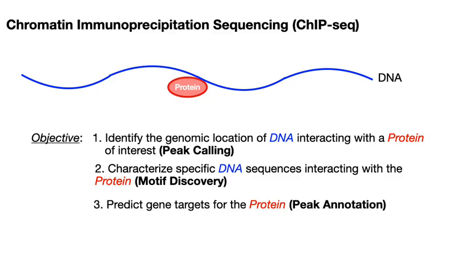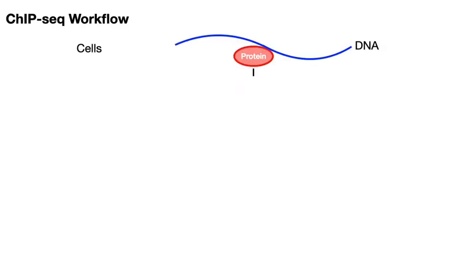From there, we can annotate the closest genes and determine a list of target genes that might be regulated by the protein. And we can also determine what function of those target genes are, although that is less of the actual ChIP Seq analysis and more downstream. Now let's take a second and see how this experiment is done.